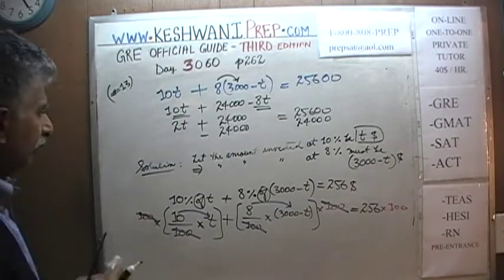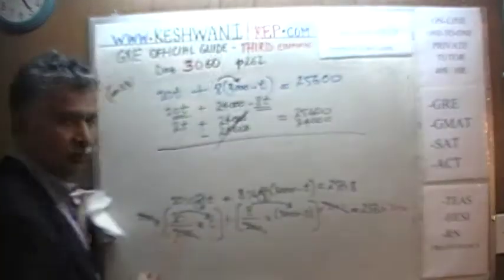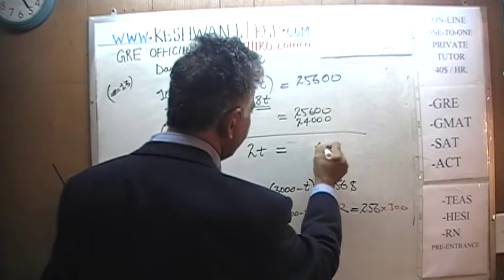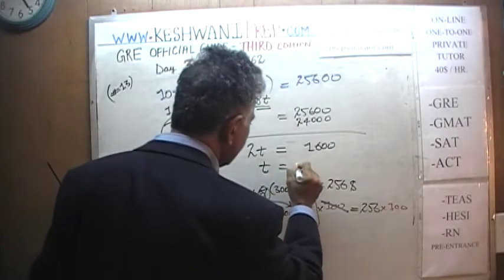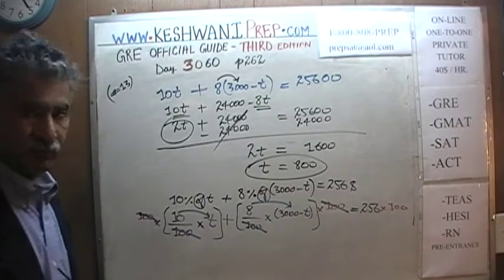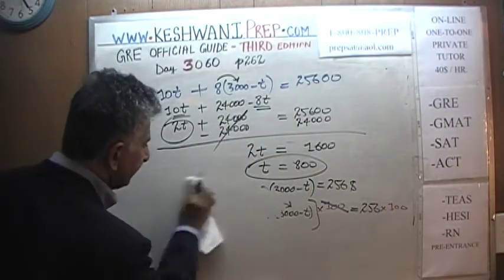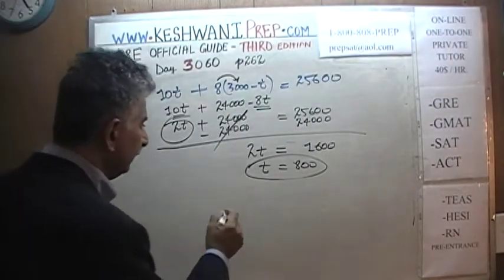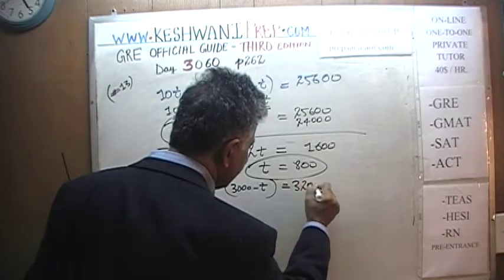Let's subtract 24,000 from both sides. And we are done. 24,000 is going to cancel out, which means 2t must equal whatever is left over here, which is 1,600, which means t must be 800. The amount of money that was invested in the account that yielded 10% was just $800, which in turn implies that the money that was invested in the account that yielded 8% must be 3,000 minus t, $2,200.